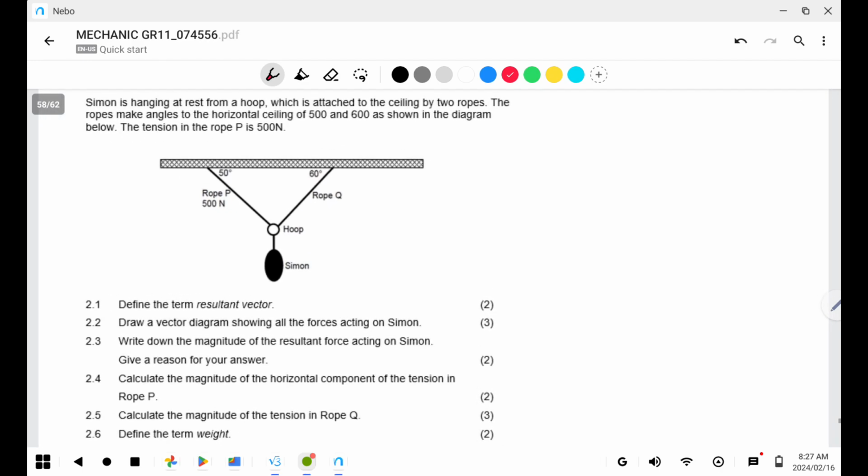Okay, this question says Simon is hanging at rest from a loop. So there's Simon there. Hanging at rest. Very important. What does it mean? It means that F net equals to 0, which is attached to a ceiling by 2 ropes. We hear 2 ropes. When you hear ropes, immediately tensional force should come to mind. The ropes make an angle to the horizontal ceiling at 50 and 60 as shown below.